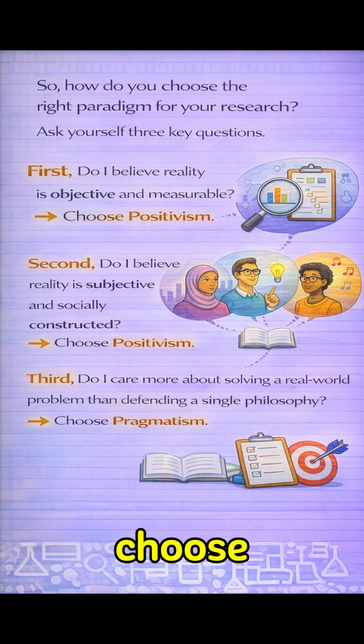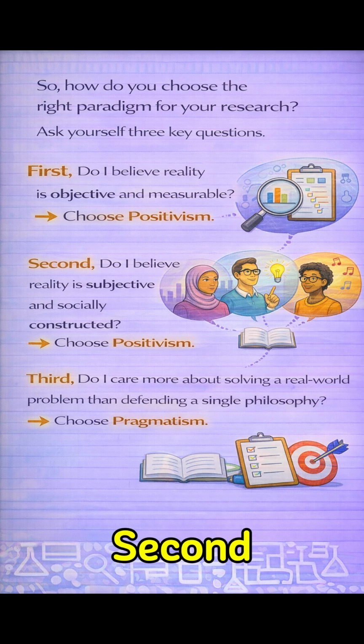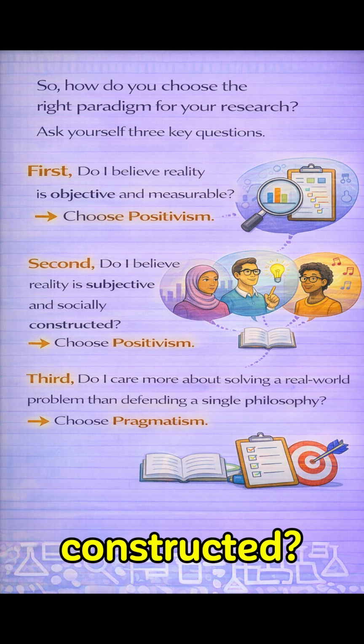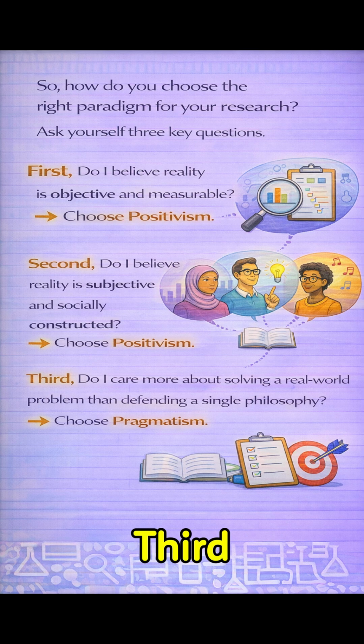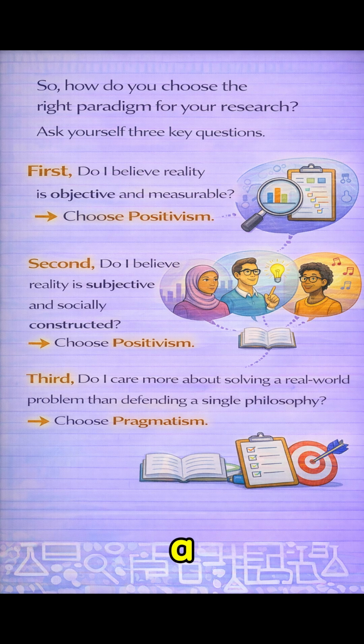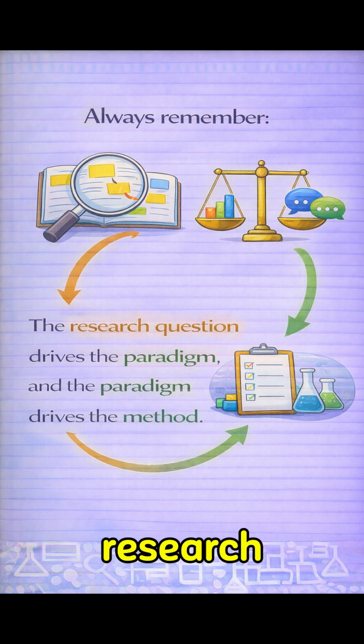So, how do you choose the right paradigm for your research? Ask yourself three key questions. First, do I believe reality is objective and measurable? Choose positivism. Second, do I believe reality is subjective and socially constructed? Choose interpretivism. Third, do I care more about solving a real-world problem than defending a single philosophy? Choose pragmatism. Always remember, the research question drives the paradigm, and the paradigm drives the method.